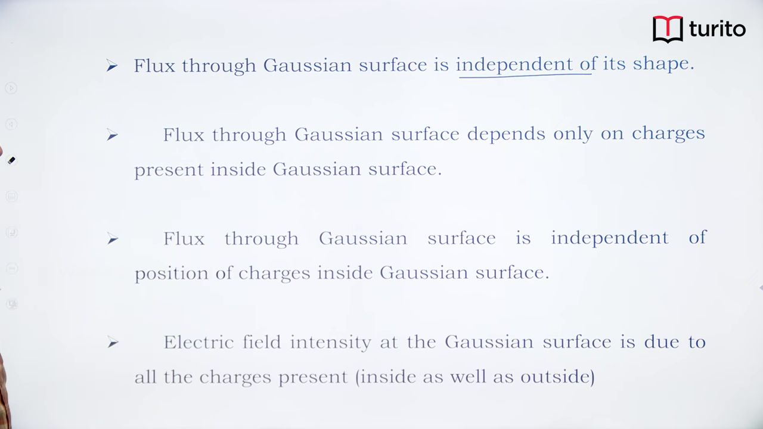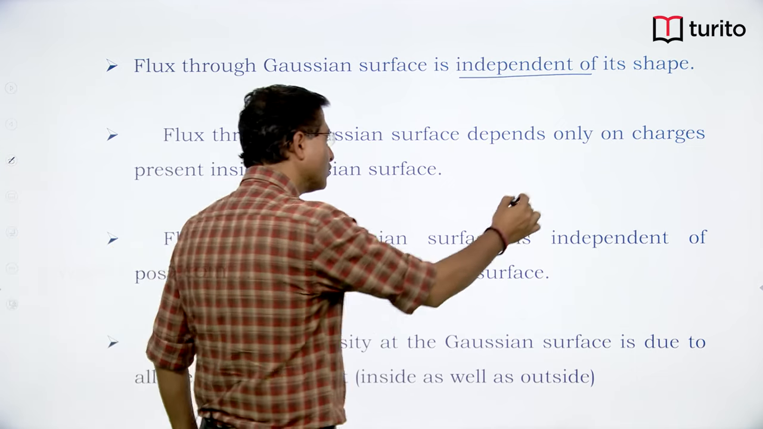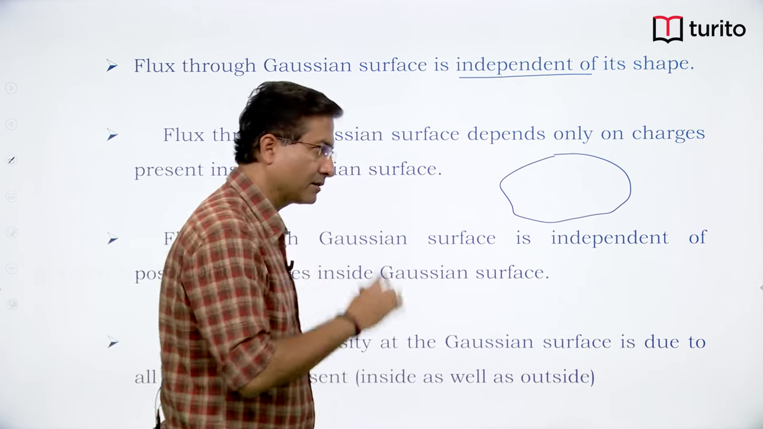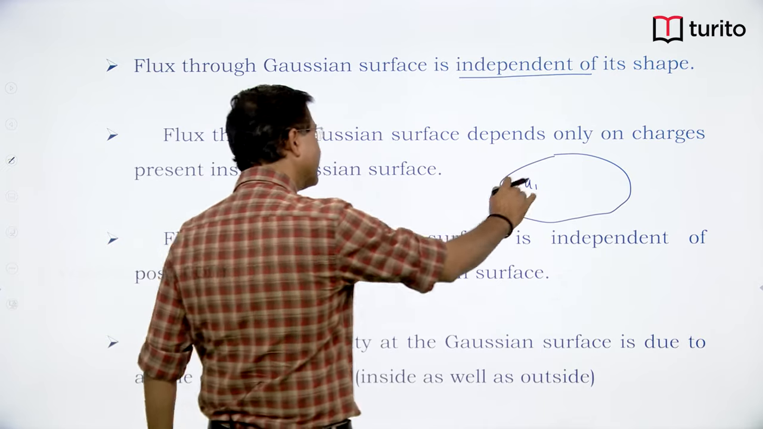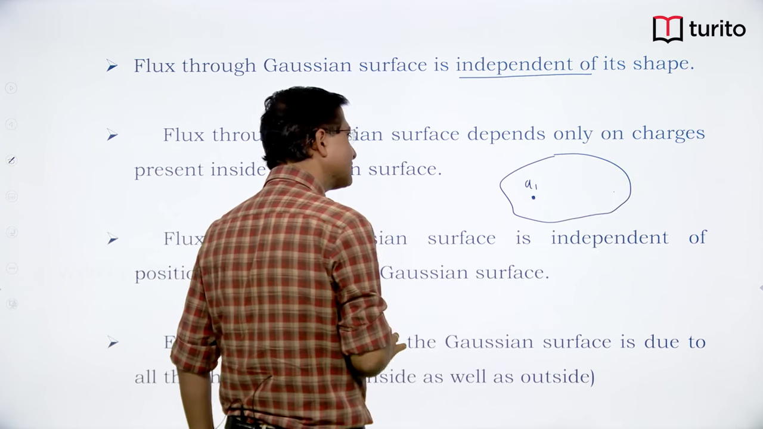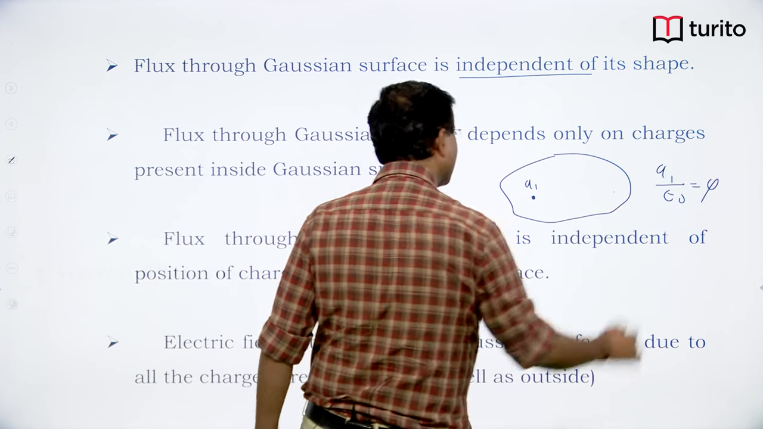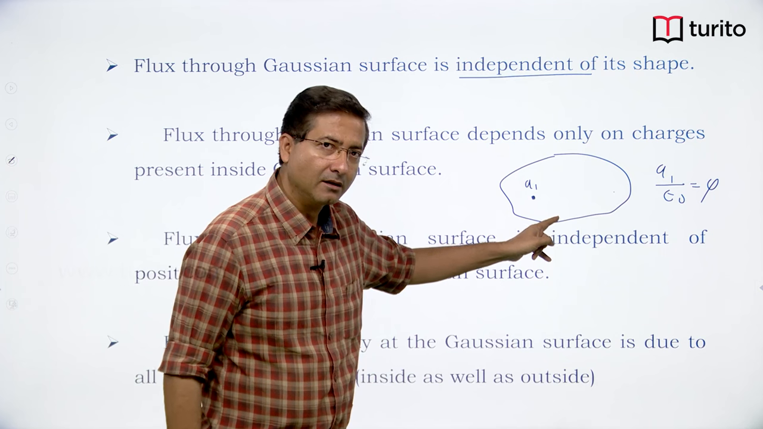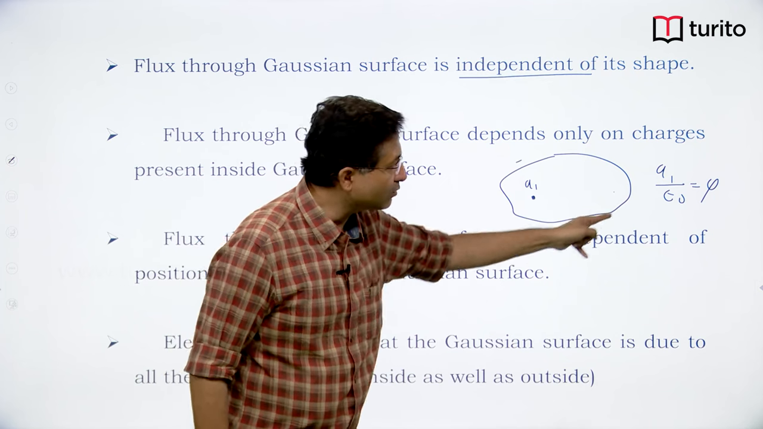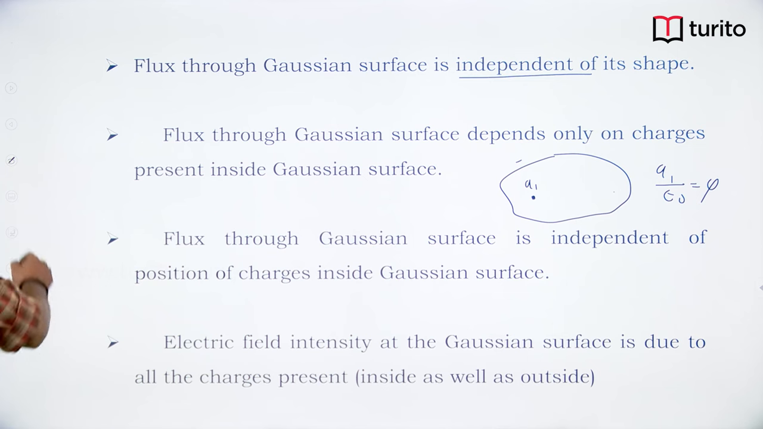Now, the next point: flux through a Gaussian surface is independent of the position of the charges inside the Gaussian surface. So this is the same as the first one, right. If I have this Gaussian surface, no matter whether I have the charge somewhere here or somewhere here, in both cases, as long as the charge is fully covered by the surface, the flux associated will always be the same. So the orientation of the charge inside the Gaussian surface is immaterial. Anywhere you place the charge inside, the flux passing through the surface will always be Q upon epsilon naught. This is the third point.